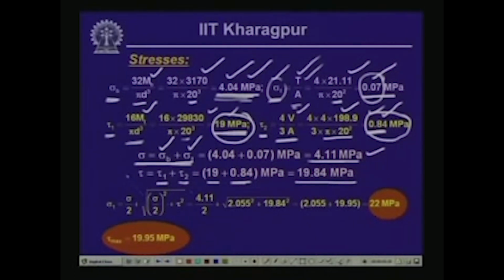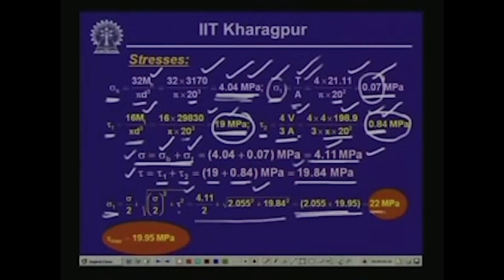This is the value of the shearing stress that is getting generated because of the twisting moment and the transverse shear. Now, once we have this value of sigma and tau, we can substitute these values in this expression, or we can plot them in the Mohr circle to get the value of the maximum normal stress sigma 1, which is equals to sigma by 2 plus root of sigma by 2 square plus tau square, and sigma being 4.11 and tau being 19.84.